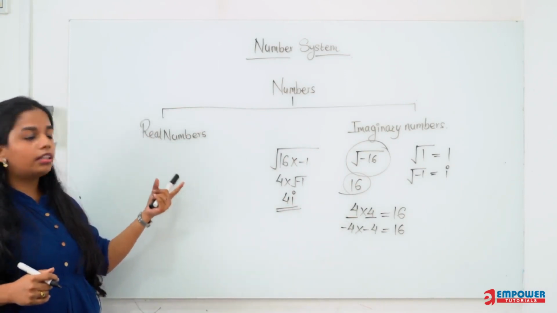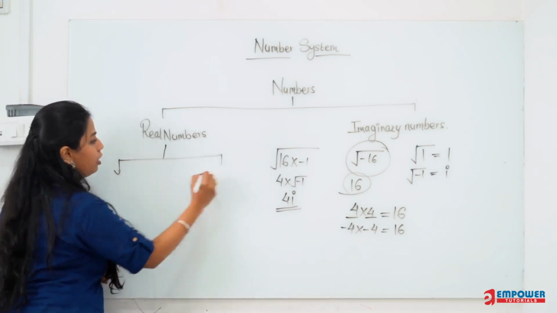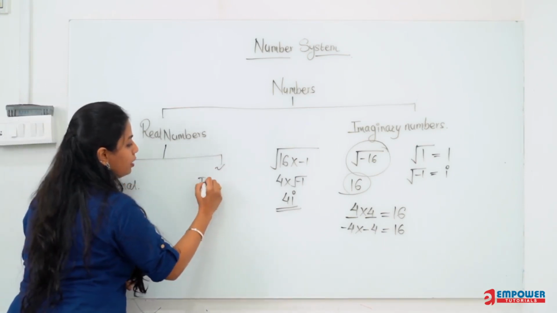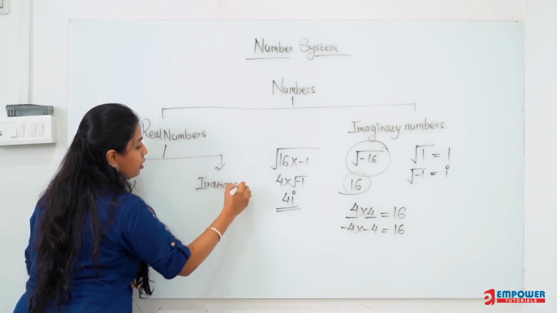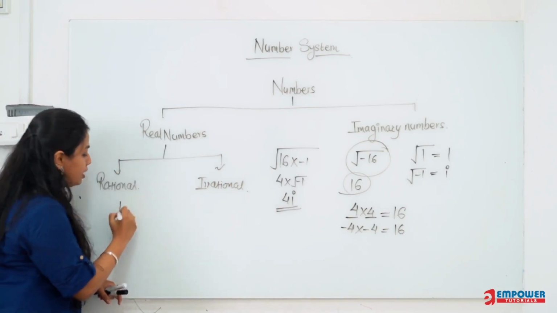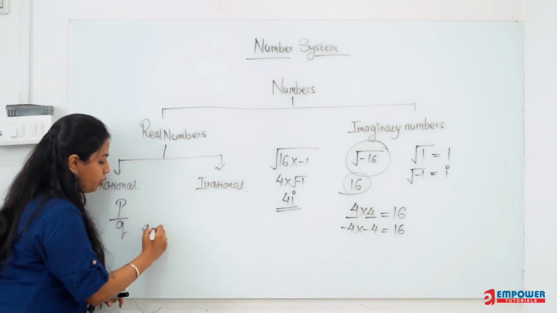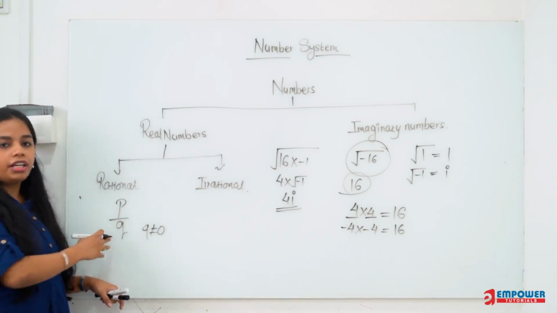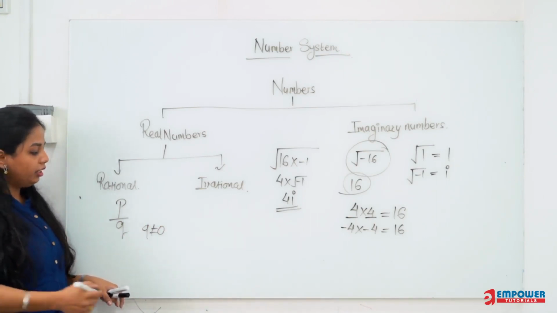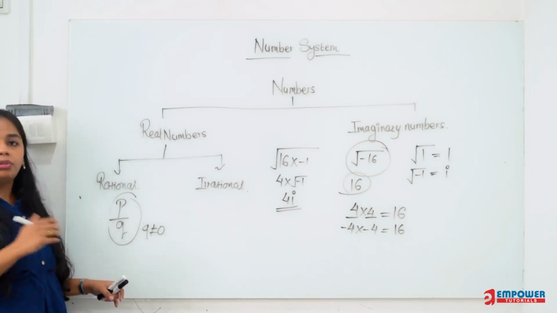Now we will come to the category of real numbers. In real numbers, you have two types of numbers. The first one is rational numbers and the other one is irrational numbers. Now what are rational numbers? Rational numbers are the numbers which you can represent in p by q form, where p and q are integers and q is not equal to 0. I will explain rational numbers in detail in the next session, but just remember, rational numbers are the numbers that you can represent in p by q form.